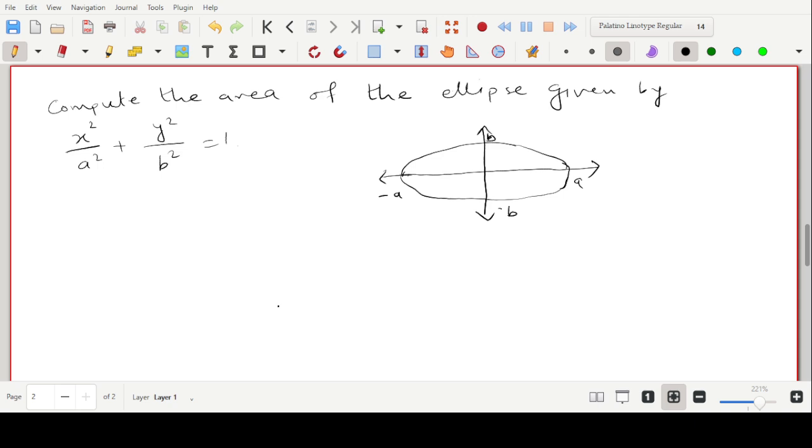As usual we shall call this region R, and we shall find the double integral of the uniformly defined function 1 over this region R. Now how are we going to determine the limits of integration? What does x vary between? x varies between negative a and positive a.